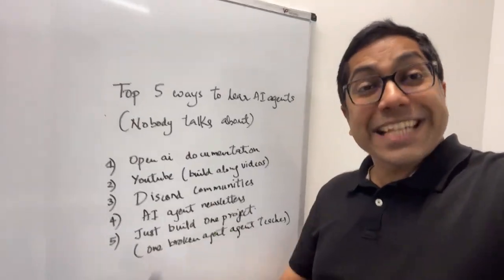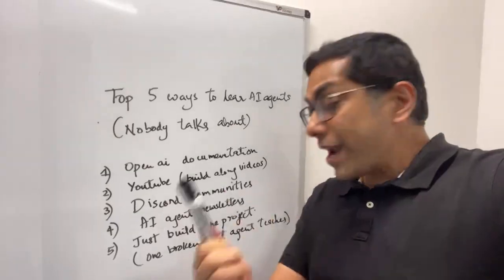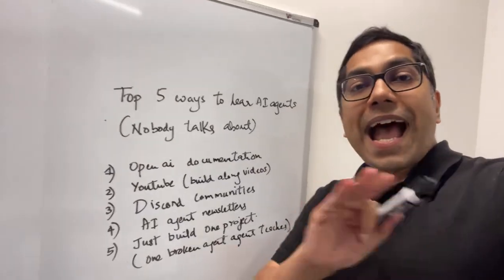And number five, just build one project. At least one broken agent is actually much better than having done nothing.